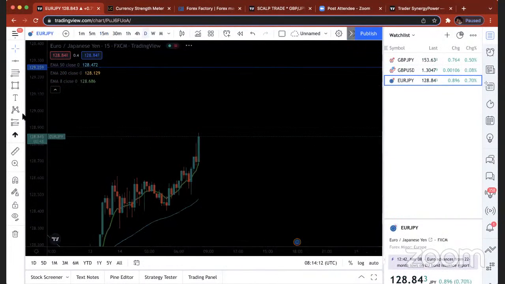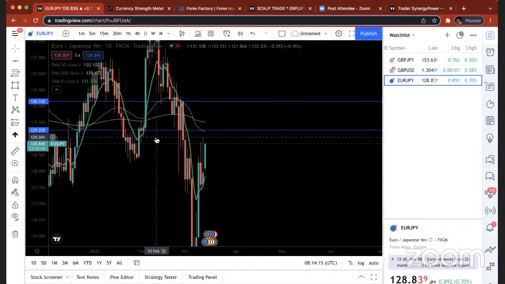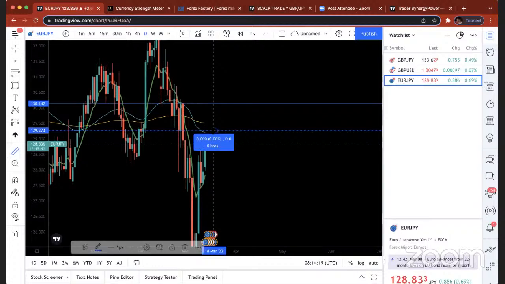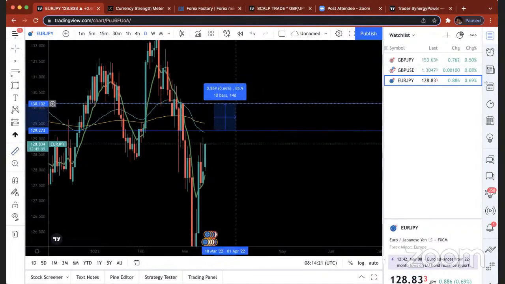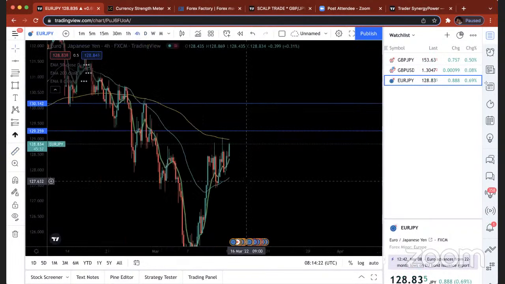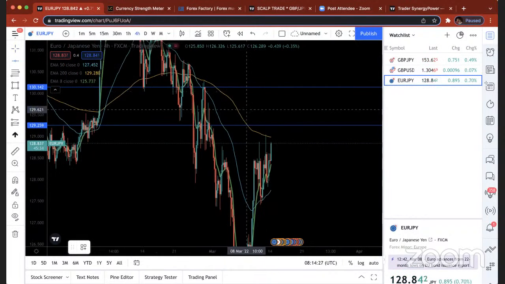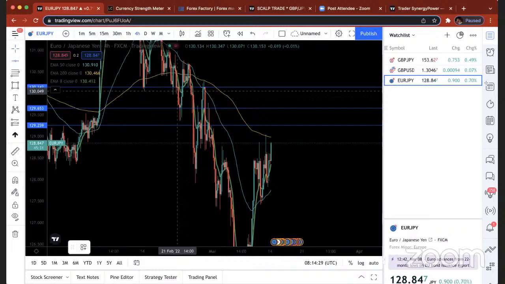It is super strong, but I just haven't marked it yet. A little bit messy in here, the structure.